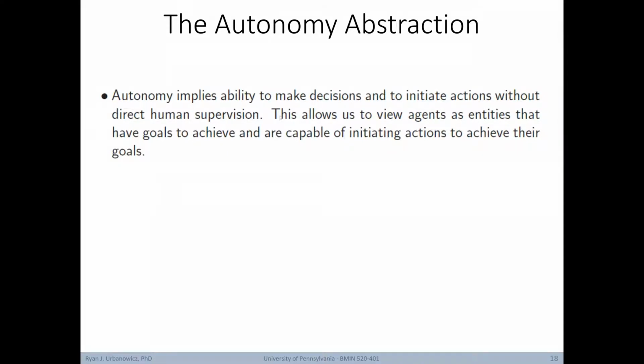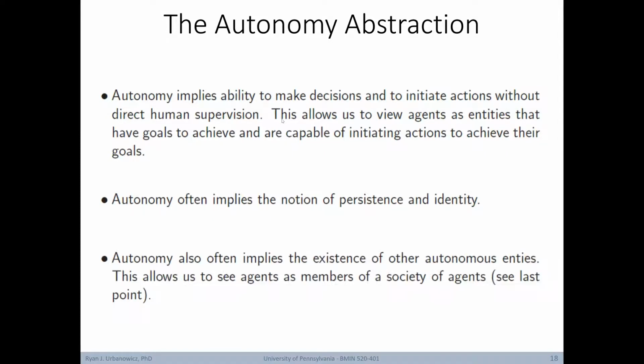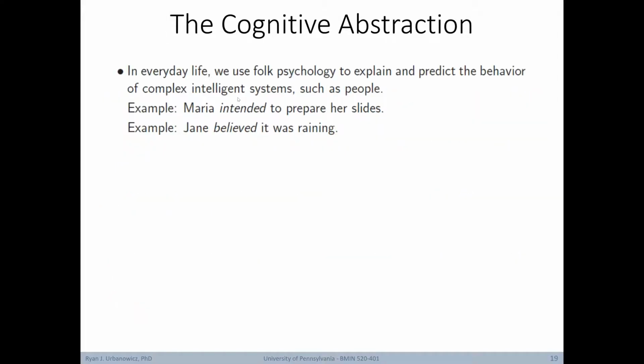Regarding the autonomy abstraction, this implies the ability to make decisions and to initiate actions without direct human supervision. This allows us to view agents as entities that have goals to achieve and are capable of initiating actions to achieve their goals. Autonomy often implies the notion of persistence and identity. Autonomy also implies the existence of other autonomous entities, and this allows us to see agents as members of a society of agents.